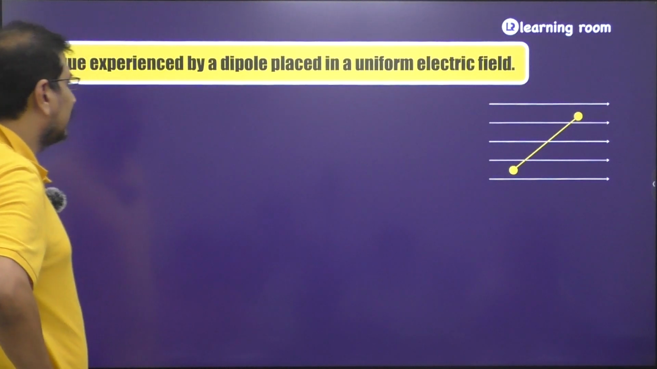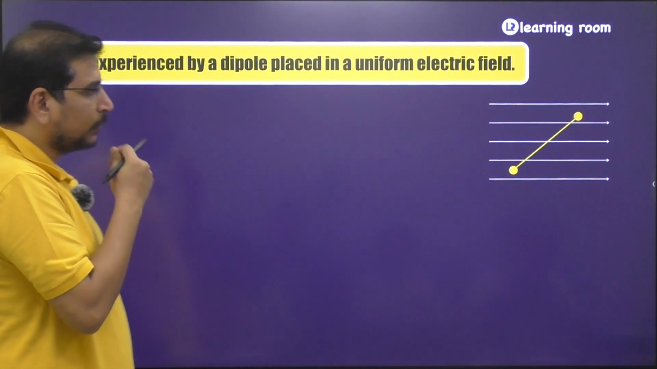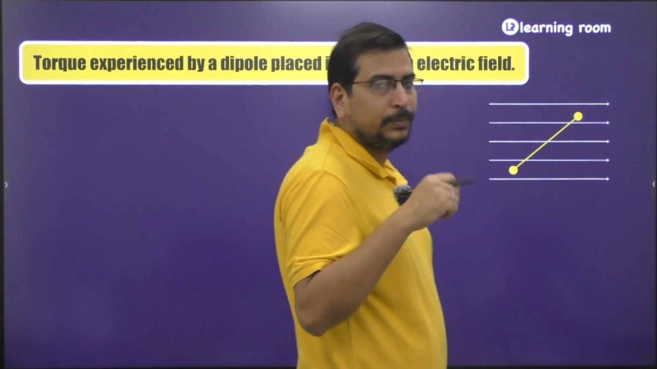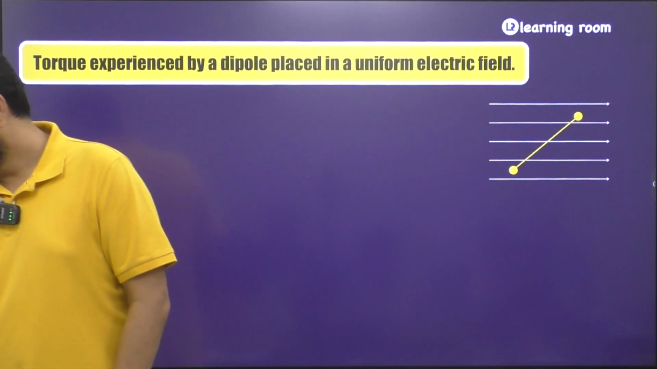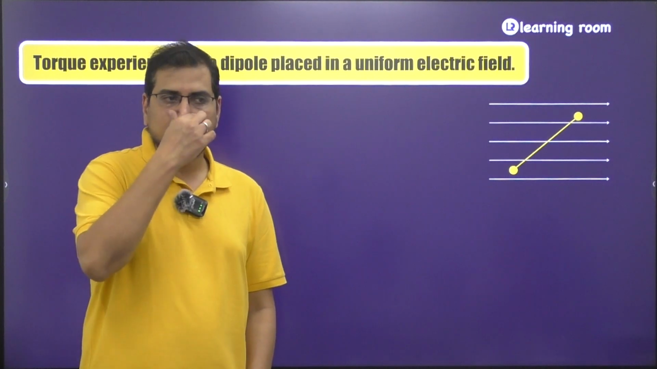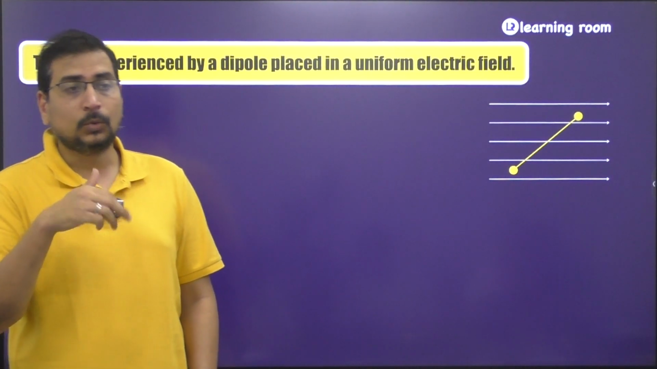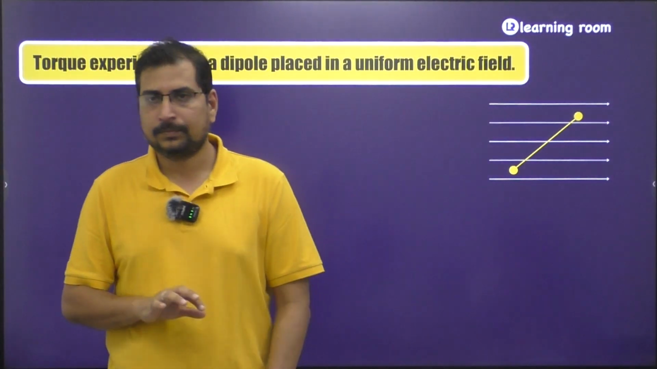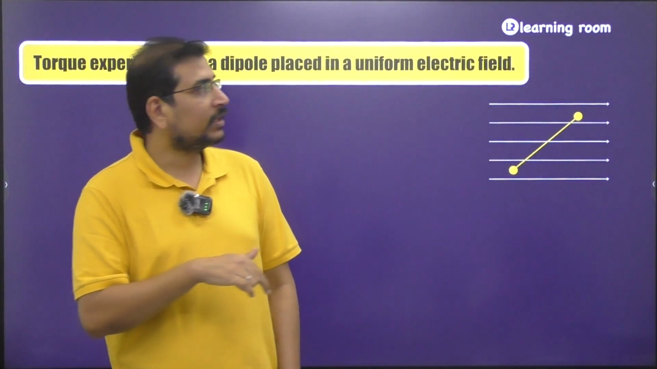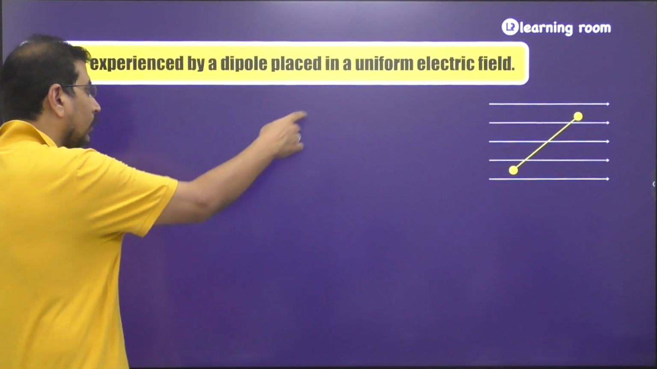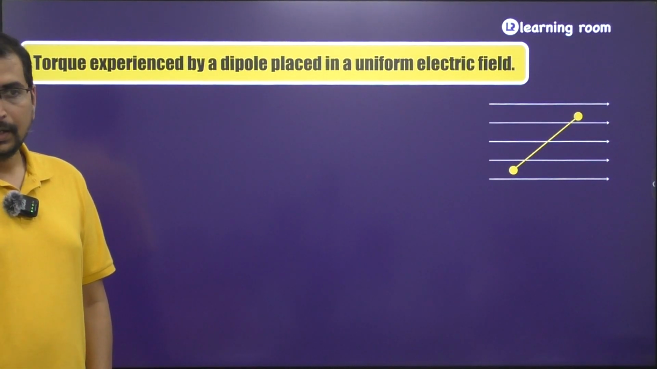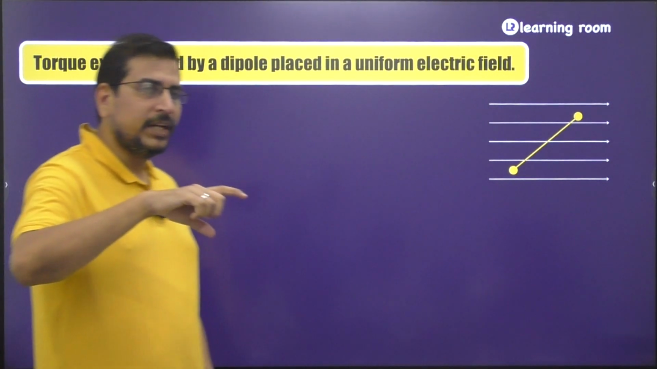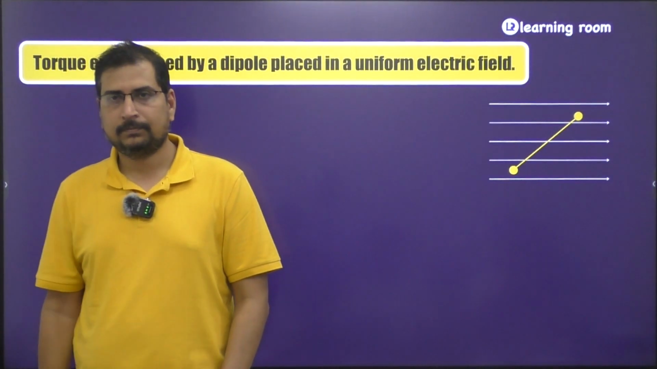The next topic that we are going to see is the torque experienced by a dipole when it is placed in an external electric field. Meaning, in the previous cases, we saw a dipole and how the electric field is generated due to the dipole. Now, here, you have a uniform electric field already present. In that uniform electric field, if you place an electric dipole, how is it going to respond?